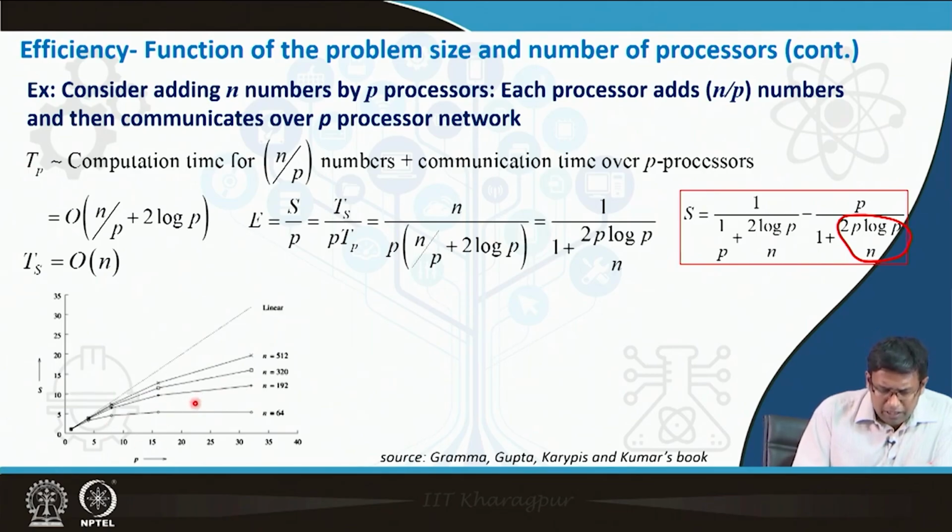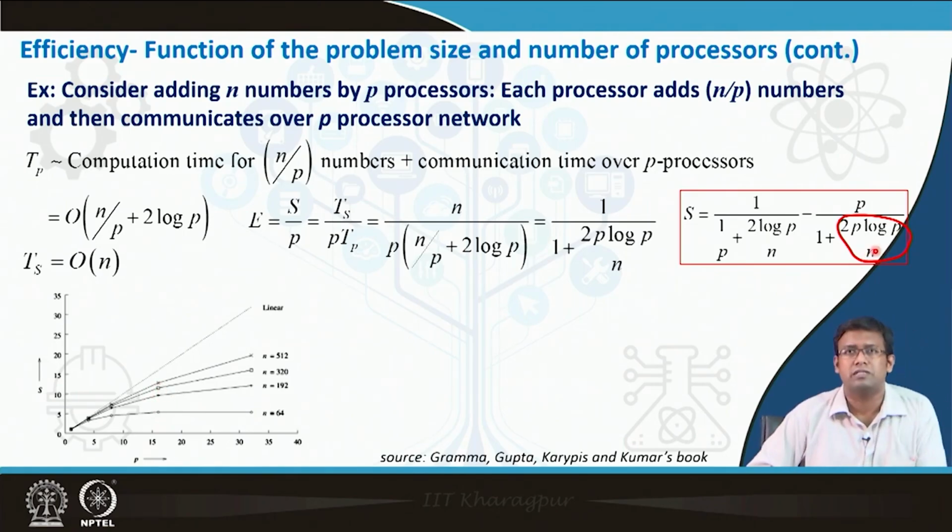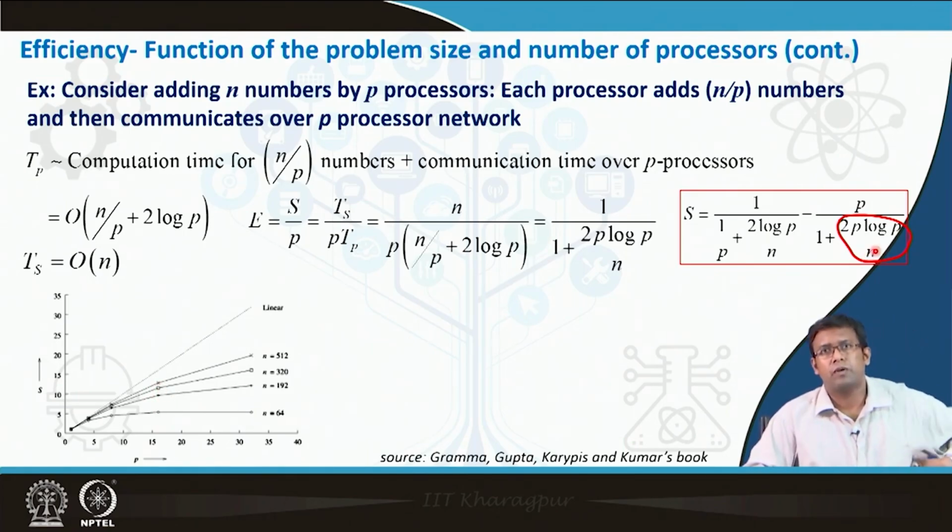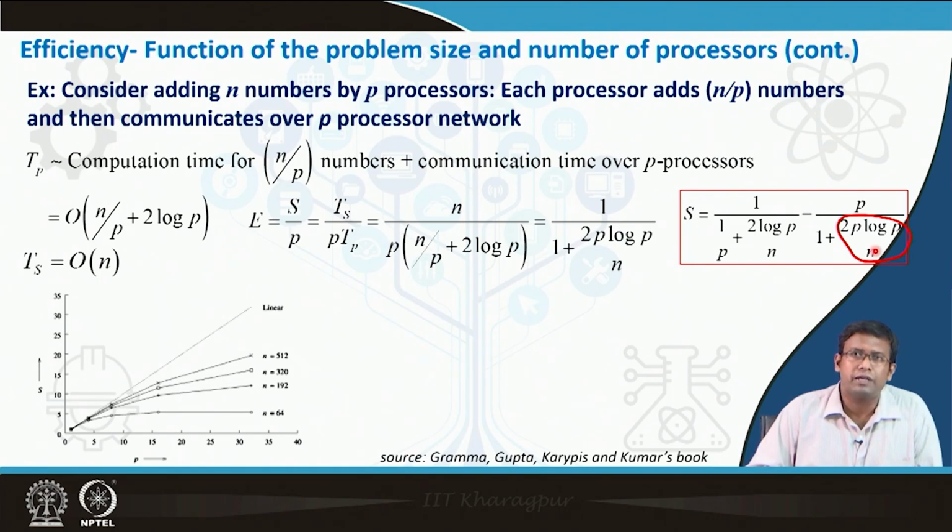But if we keep on increasing the problem size, keeping the same number of processors, say 16, we can see the speed up is increasing. Why? Because as n is increasing, the effect of overhead in terms of efficiency is reducing.